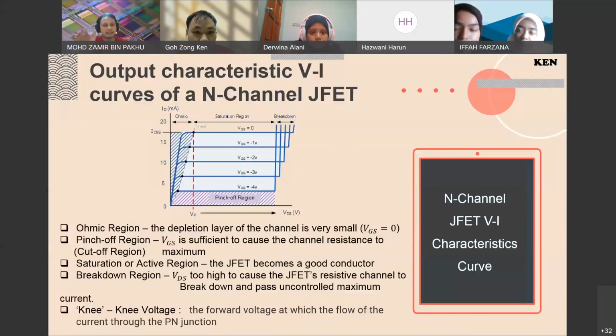Try to understand, even though VGS is responsible for the depletion width control, how the VDS interferes with the channel conduction mechanism. That means at some extent, VDS also plays some role in the voltage control mechanism in the device, because at some point it will break. Okay, try to look into that.